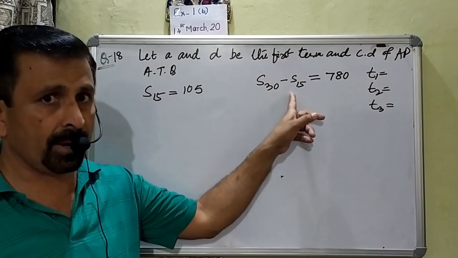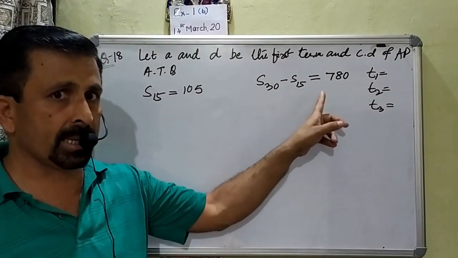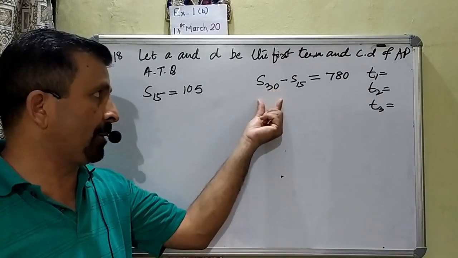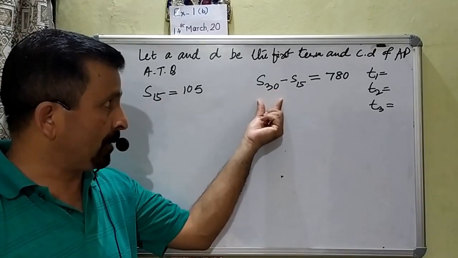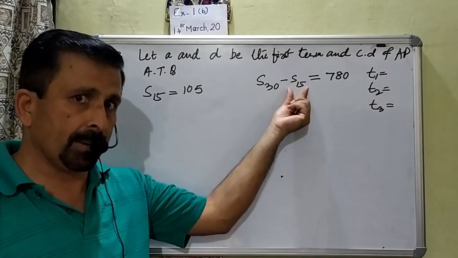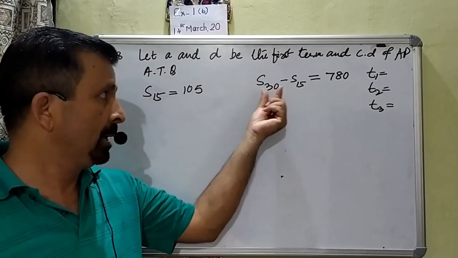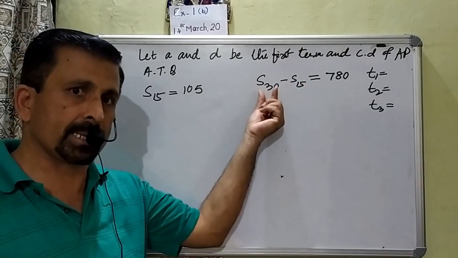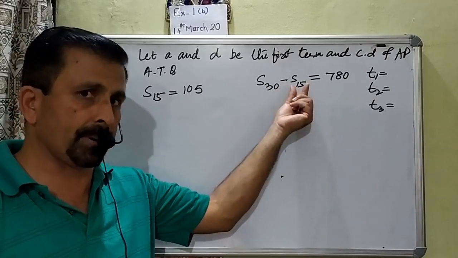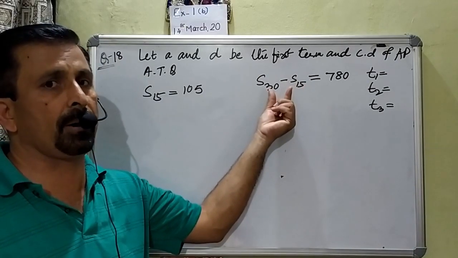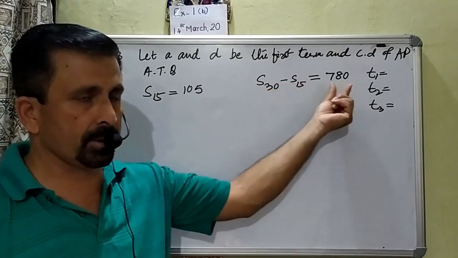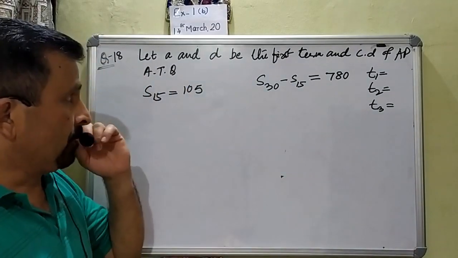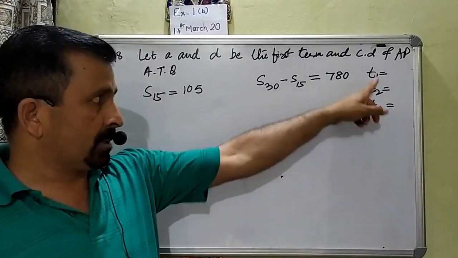This is the one thing which we have to understand: how do we write the sum of the next 15 terms? For that reason, I have written first the sum of the first 30 terms, and from there we subtract the sum of the first 15 terms. So from the sum of the first 30 terms, if we subtract the sum of the first 15 terms, we will be left with the sum of the next 15 terms, and that is why the equation comes out like this. Hope this is clear.